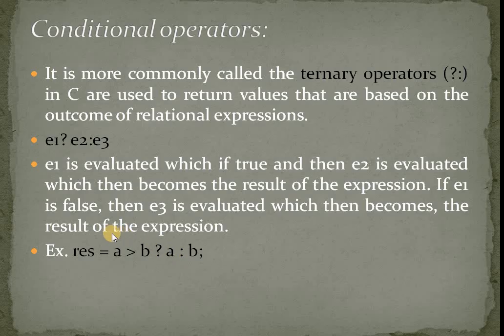Okay, so this is the expression which is evaluated. If this expression is true, this part will be assigned to the variable. If this is false, this part will be assigned to the variable. I hope you have understood what a conditional operator is. Here you can see we require 1, 2 and 3 expressions. That is why it is known as the ternary operator.